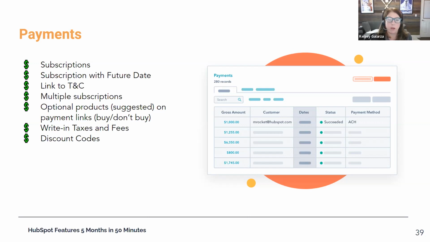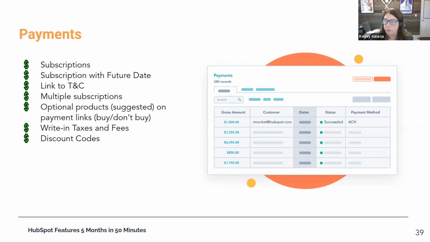Maybe you are not in a subscription business, or maybe you are, or maybe you are selling something that needs installation, or some services associated with it. I think this is a way to let people optionally choose what they might want to pay for. There's also the ability to write in any custom taxes and fees if you need to calculate those offline if they are non-standard, and the ability to add discount codes.